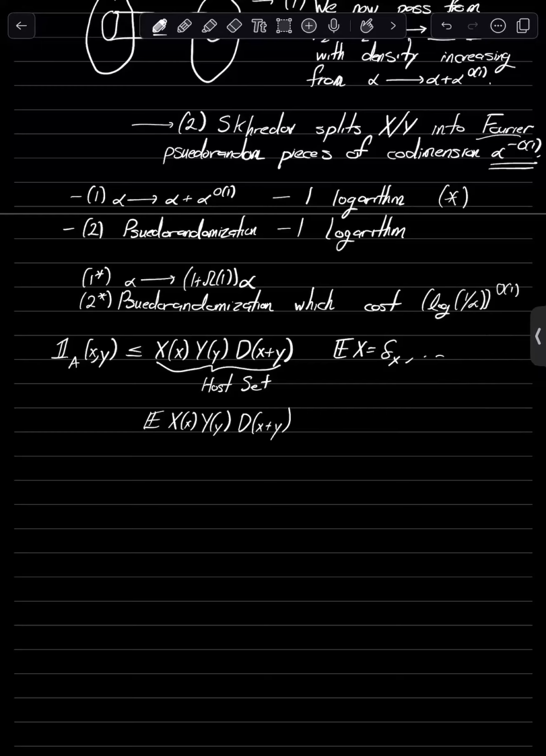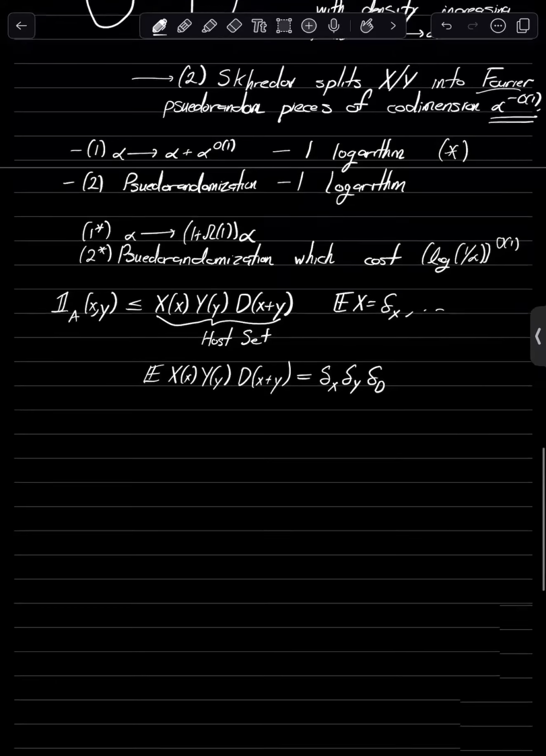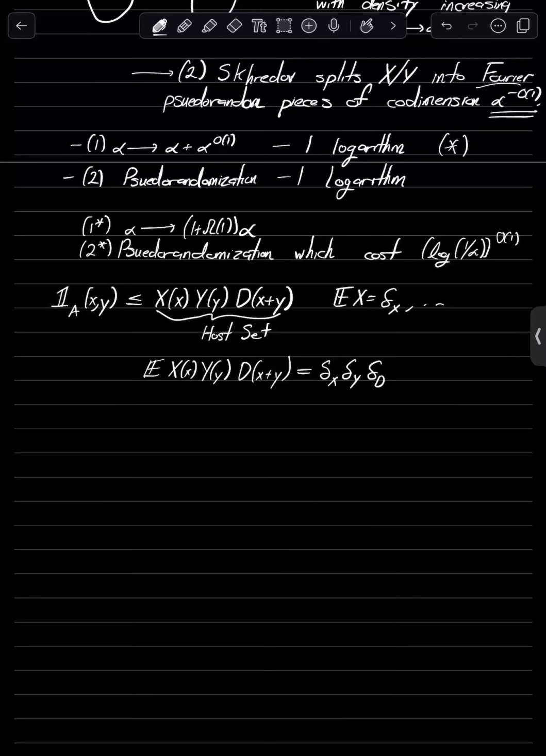But one thing you have of the host set is that they act like X, Y, and D were random. So the expectation of X of x, Y of y, D of x plus y is delta X, delta Y, delta D. And this would be true if X, Y, and D had no large Fourier coefficients. Then we need to say what it means for A to have density alpha. It no longer means it has density alpha; it means it has density alpha with respect to its host. So alpha is the relative density.